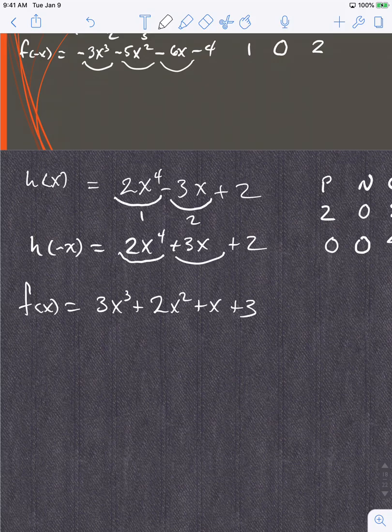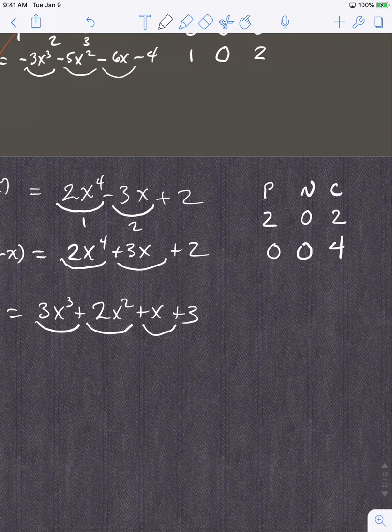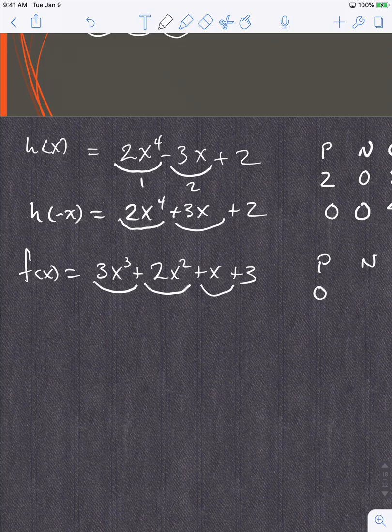Let's check this next f of x out and do a test. From the first to the second, no sign change. From the second to the third, no sign change. From the third to the fourth, there's no sign change. So we pretty much have determined for positive, negative, and complex that there are no positive roots.